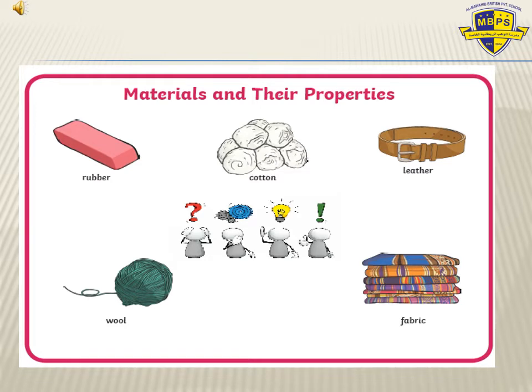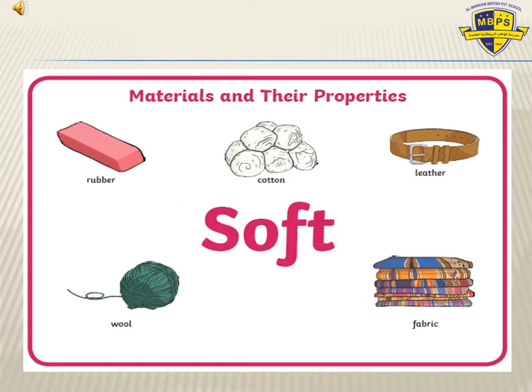9, 8, 7, 6, 5, 4, 3, 2, 1. Very good, grade 2 again. And this one actually was very easy. We join them together because all of them are soft materials. Can you repeat it? Soft material.